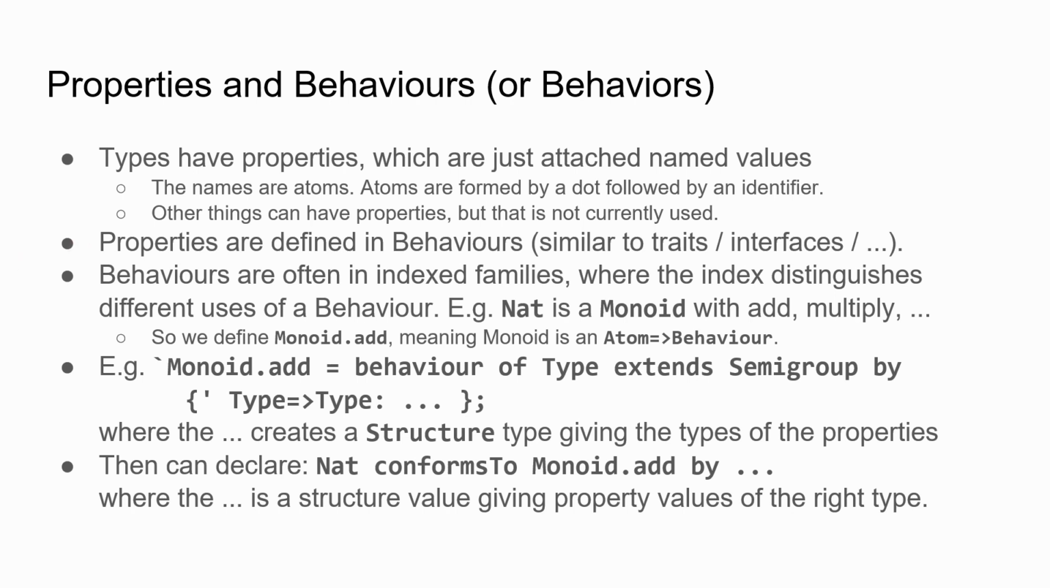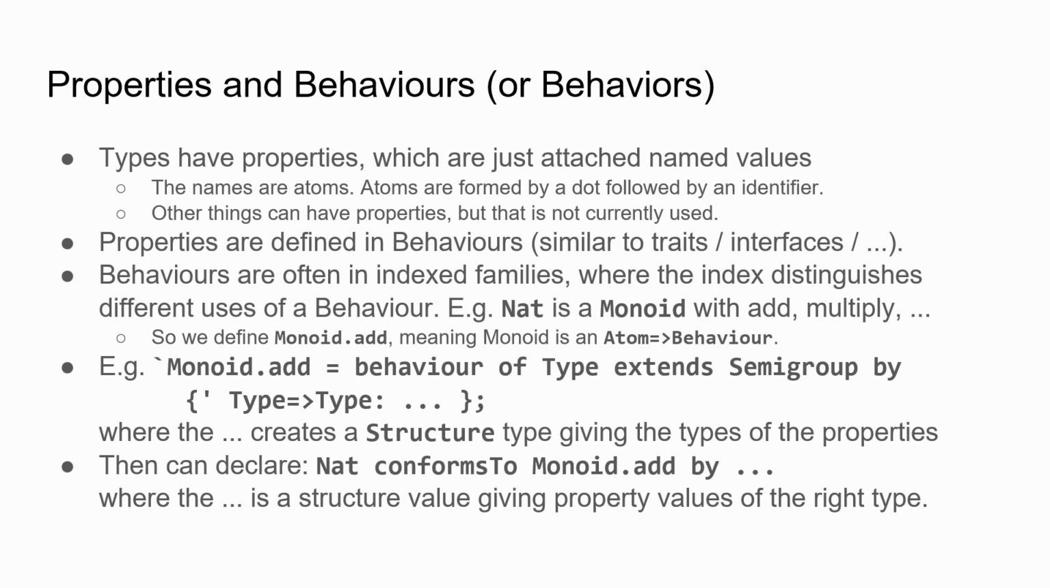Properties are defined in behaviours, which you can spell without the U if you like, and behaviours are often in indexed families. So if we consider the behaviour of being a monoid, the natural numbers are a monoid with add, but they're also a monoid with multiply and with maximum. So we need to distinguish these. So we would actually be looking at monoid dot add, which means monoid itself is something that takes an atom, dot add in this case, and returns a behaviour.